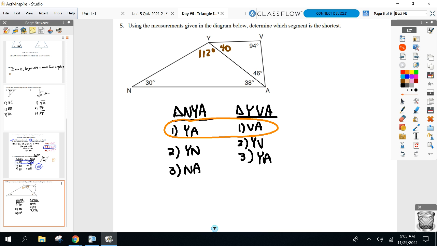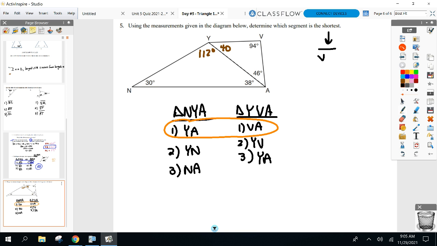Ready to talk? Well, I ranked them already, and I noticed the two shortest sides in both triangles are YA and VA. But there's definitely something wrong with one of them. There's no way one of them could be the shortest side overall. Which one cannot be the shortest side overall? YA. Why? It was the largest side in the other triangle, wasn't it? So I'm getting rid of YA. So what's my shortest side?